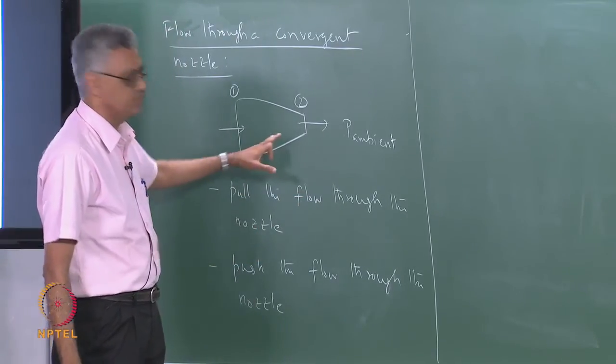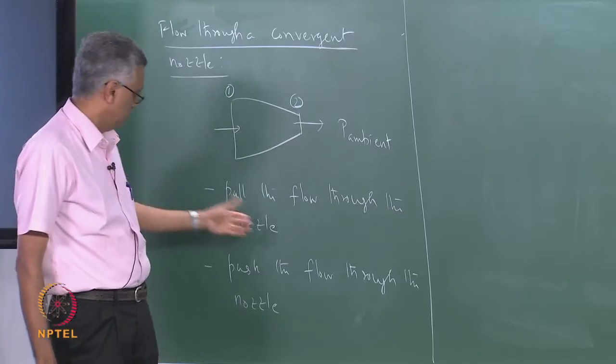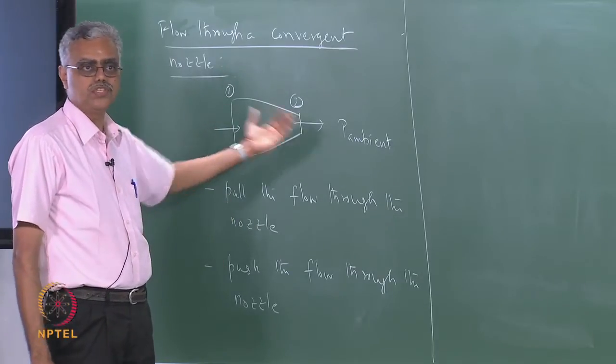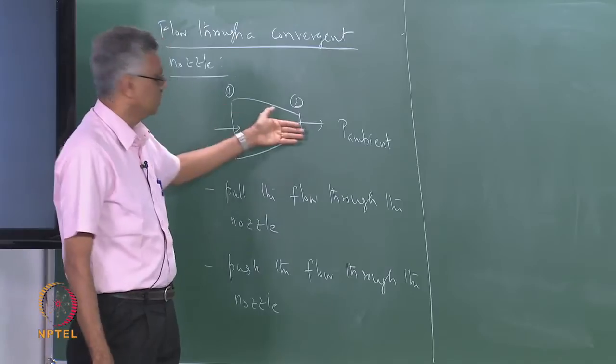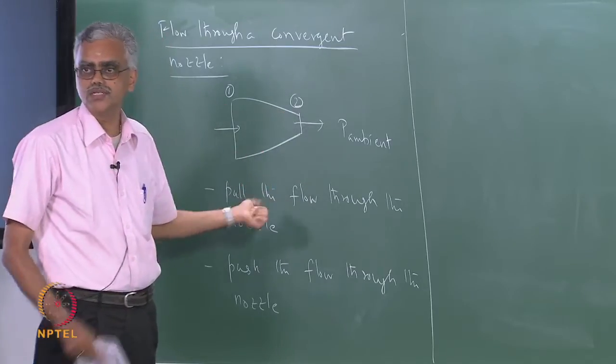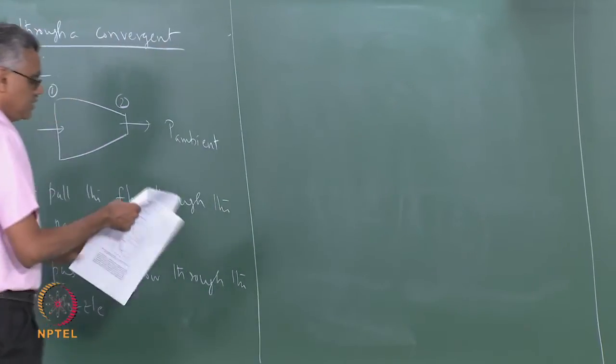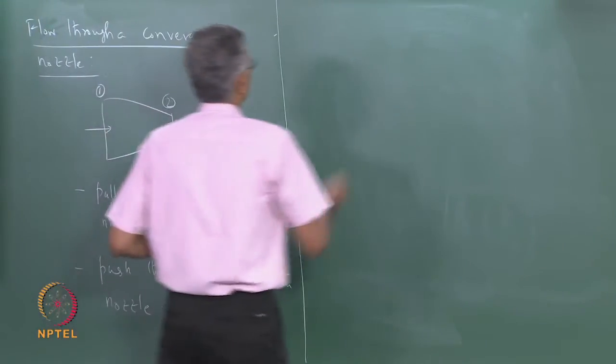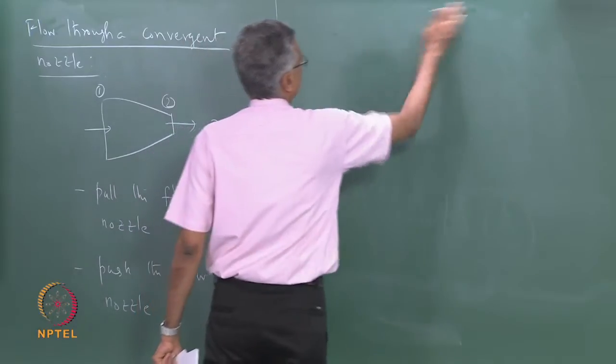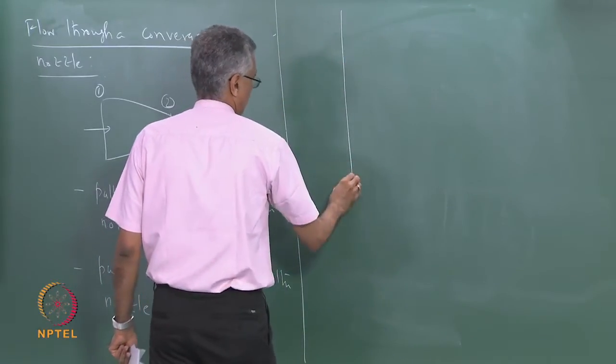Let us see what happens as the flow goes through. In each one of these cases, what is the change of state, for example, along the length of the nozzle as we do this. Okay, that is what we are going to see, and we are going to actually illustrate this on a TS diagram. Let us start with the first one.